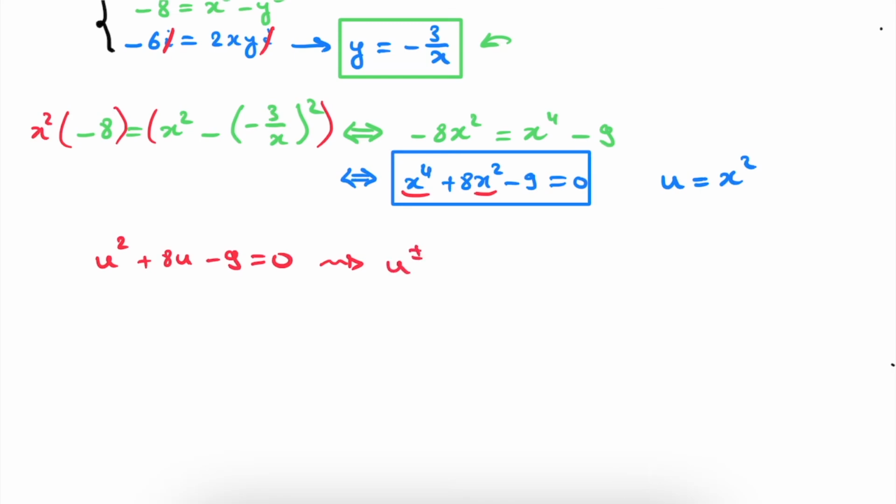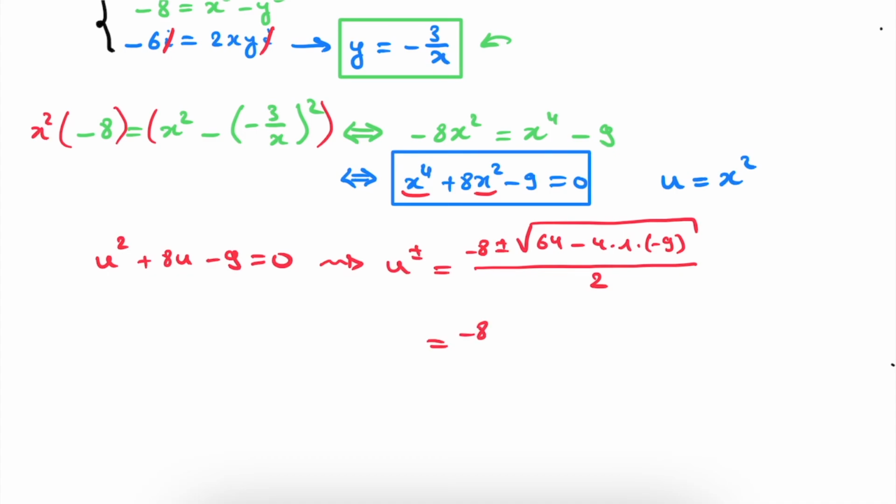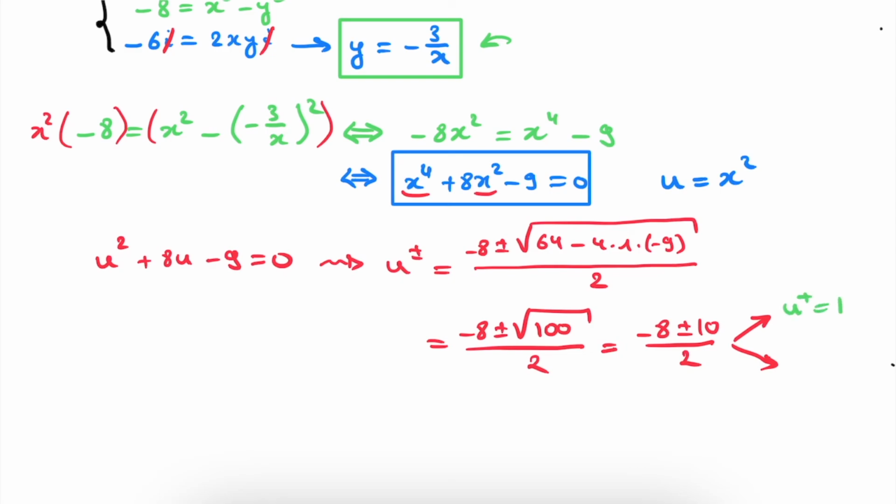We get that u plus minus, because we have two solutions, is equal to minus 8 plus minus the square root of 64, which is the square of 8, minus 4 times 1 times minus 9. We take the square root and we divide by 2. Doing the calculation, we get minus 8 plus minus the square root of 100 divided by 2, which is of course minus 8 plus minus 10 divided by 2, which gives us two solutions for u. We have u plus is equal to 1, and we have u minus equal to minus 9.